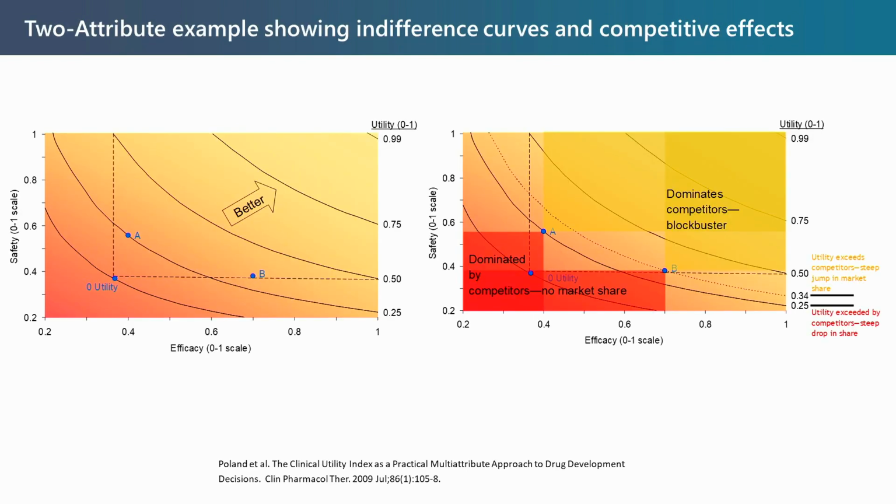Now, this is a two attribute example showing indifference curves and competitive effects. On both of the graphs, you see safety on the y-axis and efficacy on the x-axis. You have utility scores shown in both graphs, but the curve on the right shows the relationship of your molecule to competition, whether your molecule has blockbuster potential, whether it could be a me too with no market share.